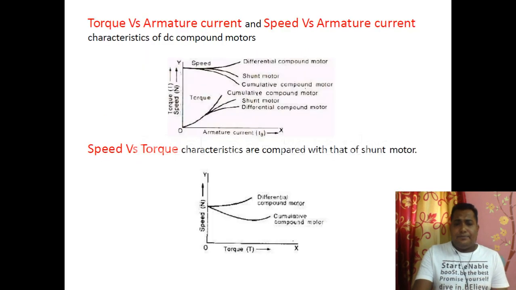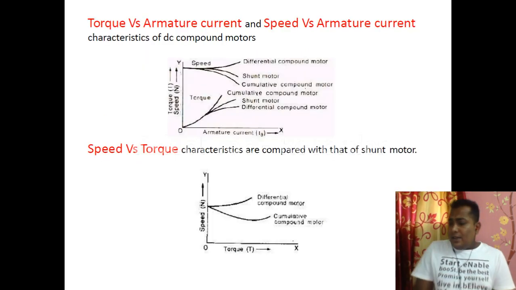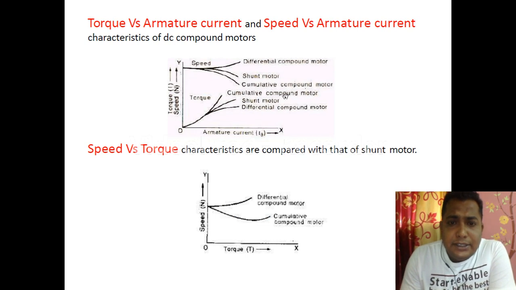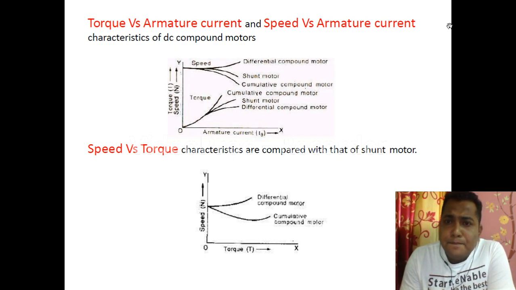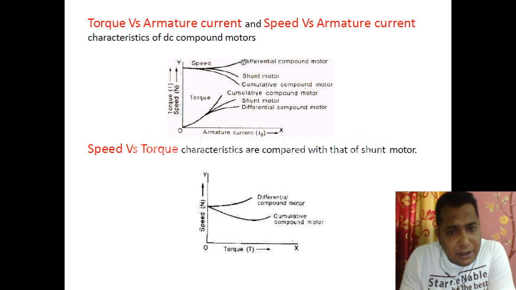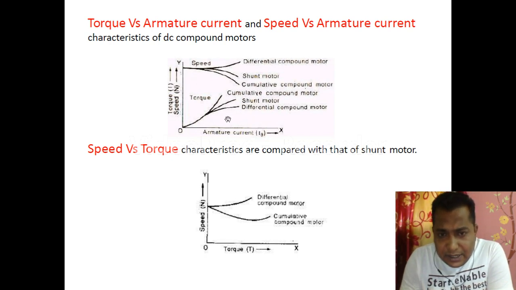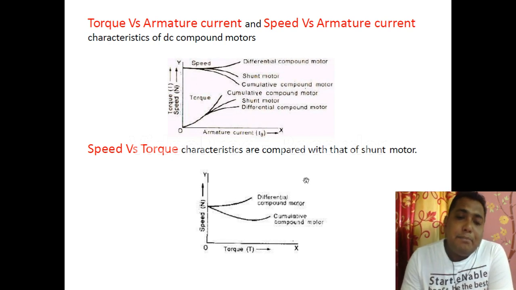Let us check. Yes, see, follow my pointer. This is the speed and armature current characteristics. See, this should be constant over here. This one is the cumulatively compound, and this one is the differentially compound. Like this way, here also this is the differentially compound, and this is the cumulatively compound.